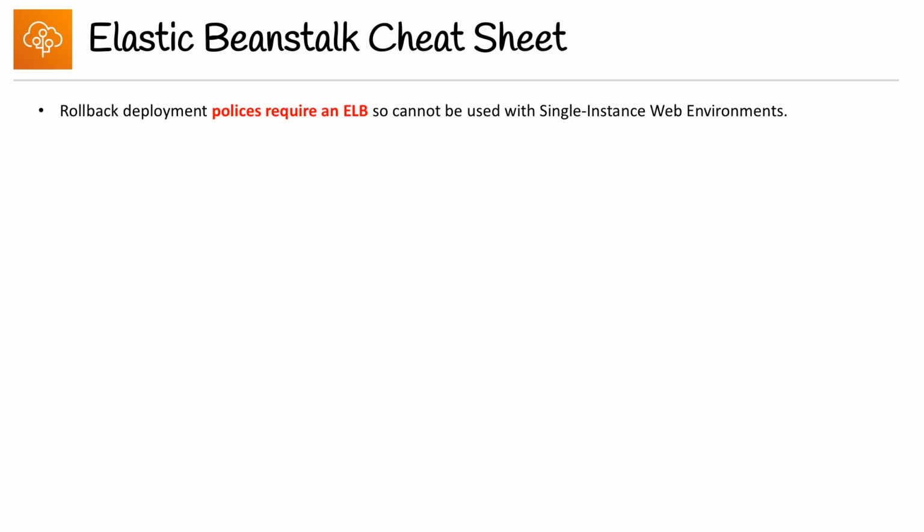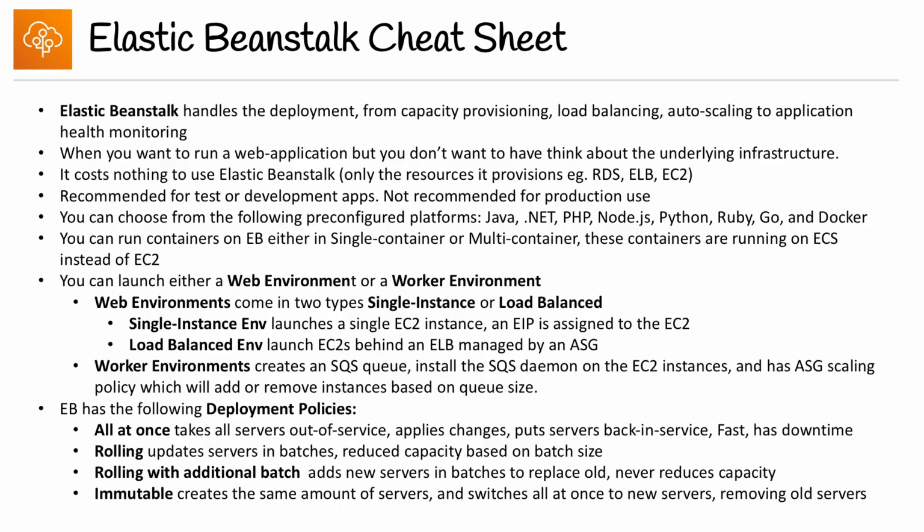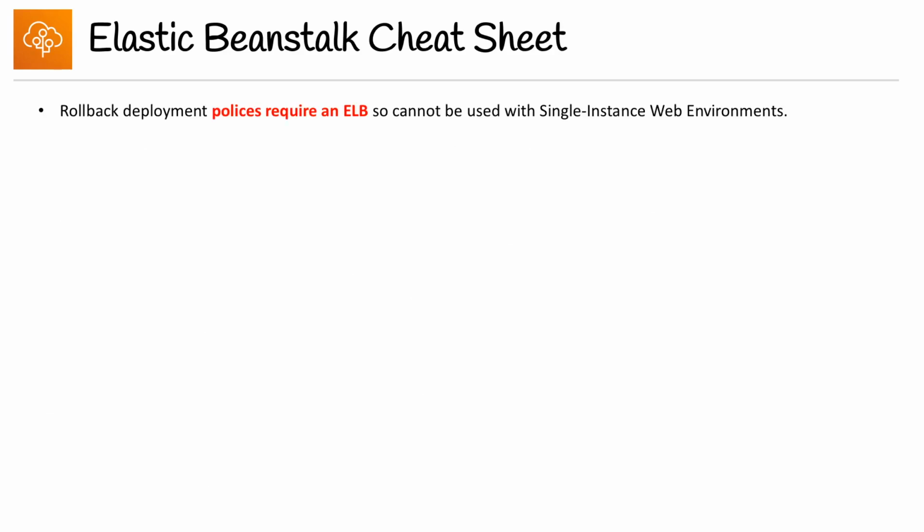And then we're on to the last page here. So rollback deployment policies require an ELB. So rollback, it should be called rolling. So I meant to write rolling. I'll update this here, but for the video, it's just going to say rollback. So rolling deployments. So rolling with additional batch policies requires an ELB, so it cannot be used with single instance web environments.